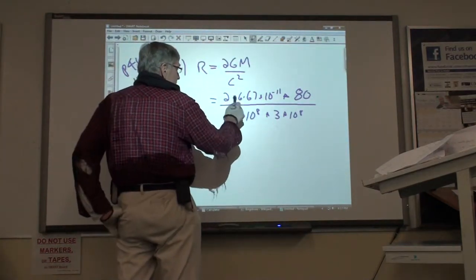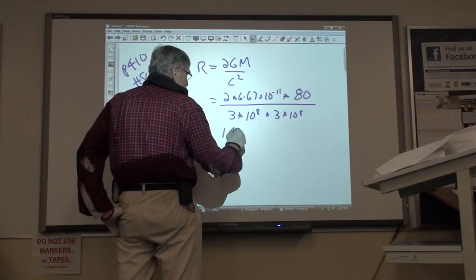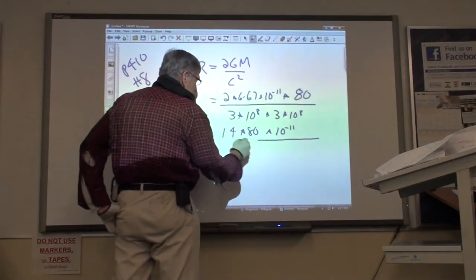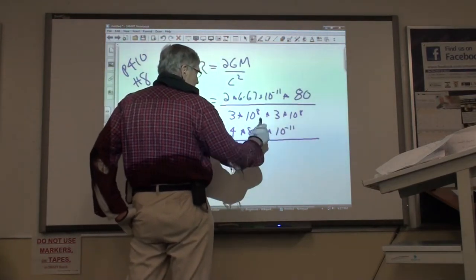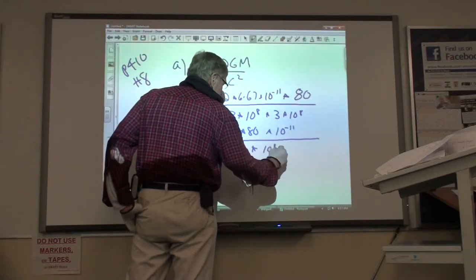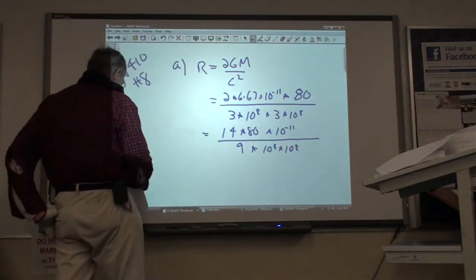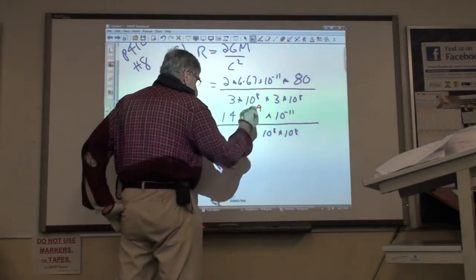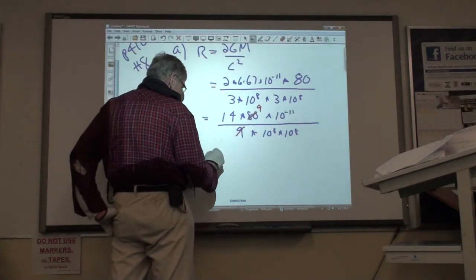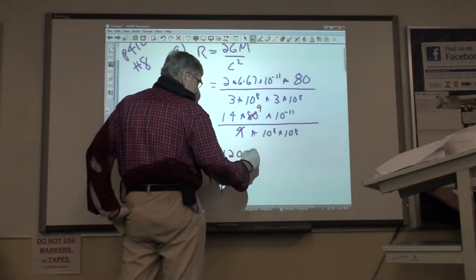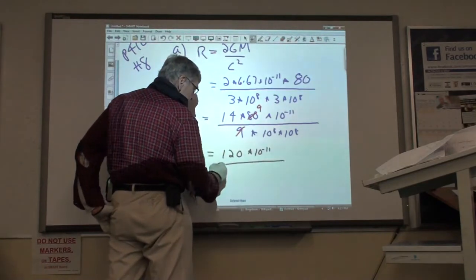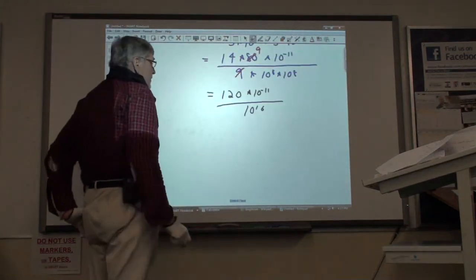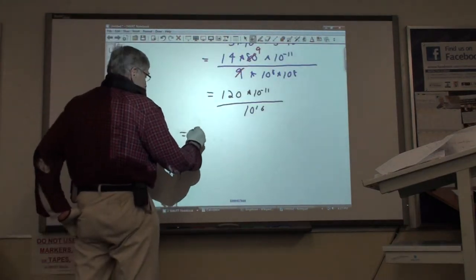So on the top, we're going to get 2 times 6.67, which is about 14, times 80, and then times 10 to the minus 11. And on the bottom, we're going to get 9 times 10 to the 8th times 10 to the 8th. So continuing with the arithmetic, we see that 9 goes into 80 about 9 times, and 9 times 14 is about 120. And that's times 10 to the minus 11th on the top, and 10 to the 16th on the bottom. So this is going to be a net of 120.